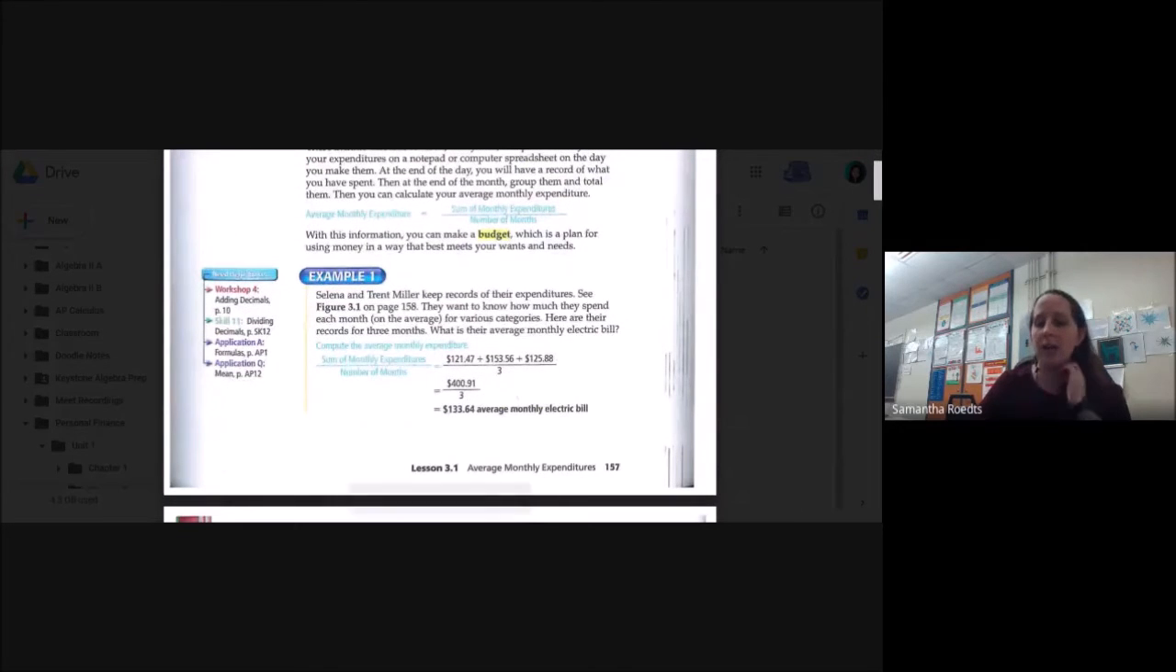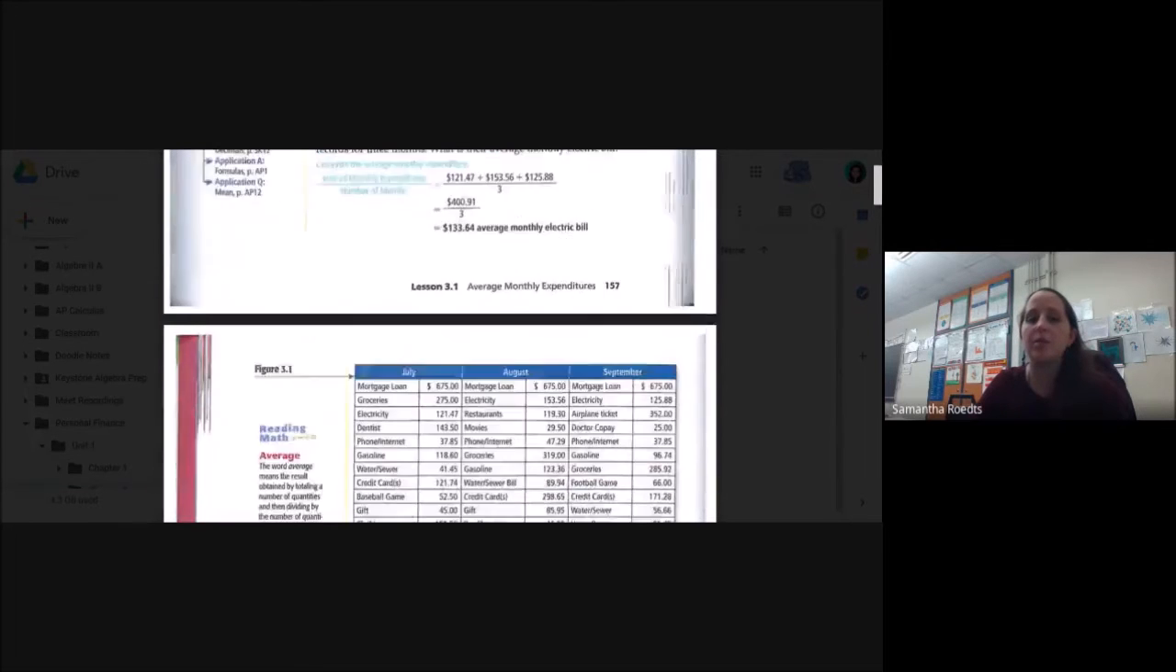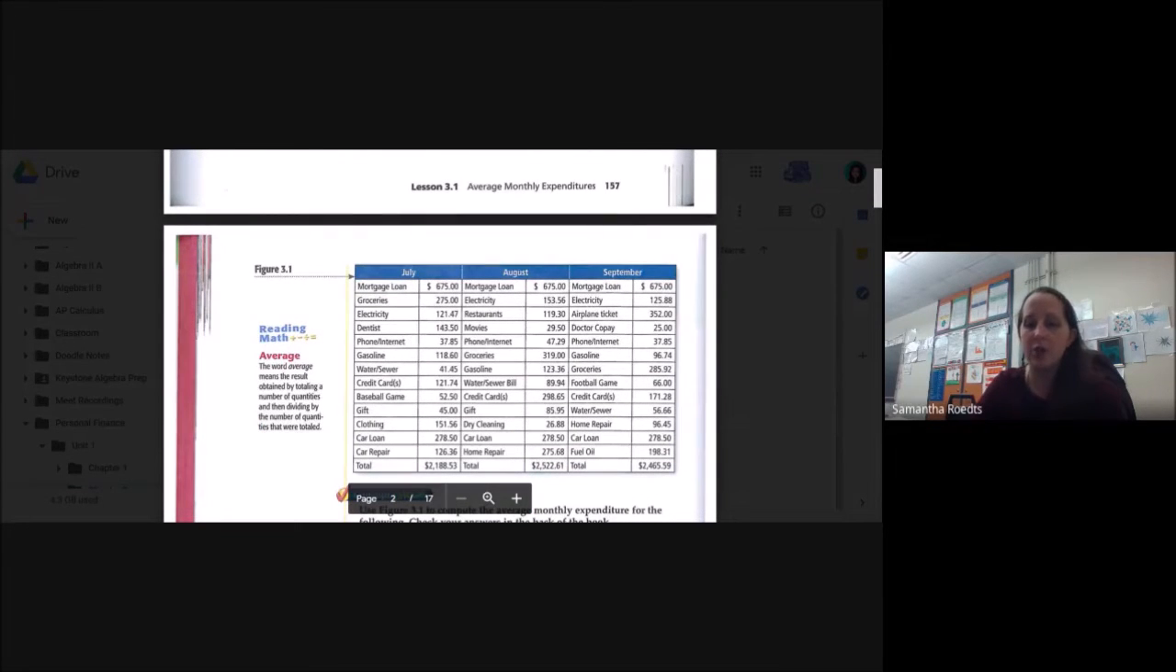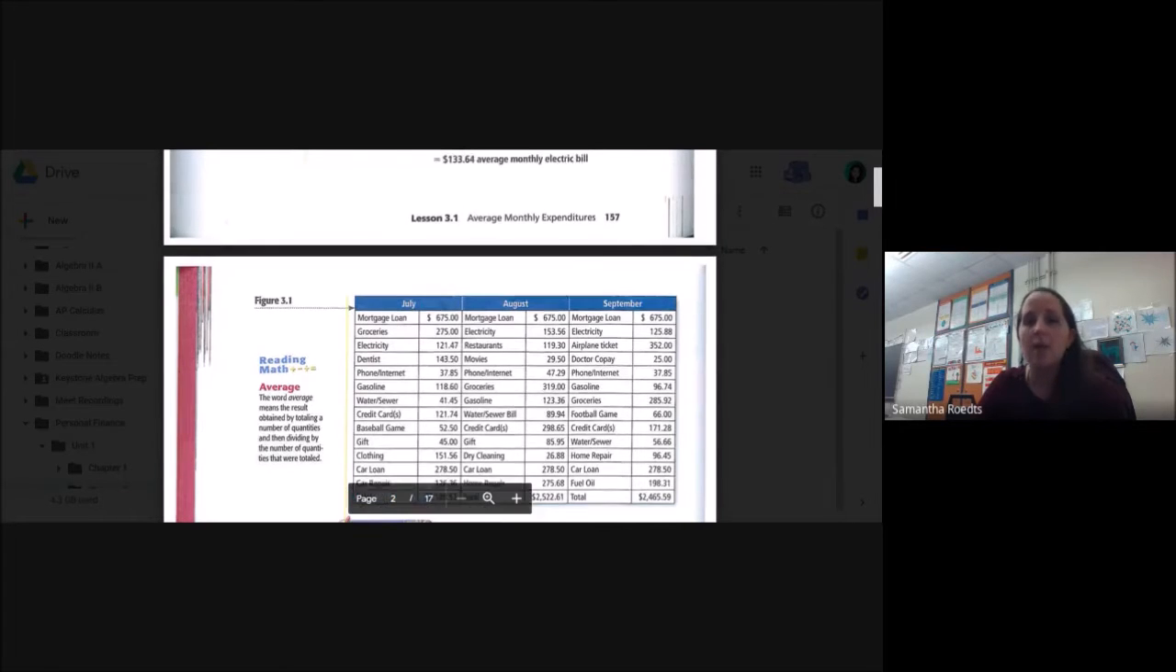Okay. Taking a look at example number 1, Selena and Trent Miller keep records of their expenditures. They want to know how much they spend each month on the average for various categories. Here are their records for 3 months. What is their average monthly electric bill? Here are their expenditures for July, August, and September. They spent this total amount in July, $2,522.61 in August, and $2,465.59 in September. We are dealing just with their electric bill.